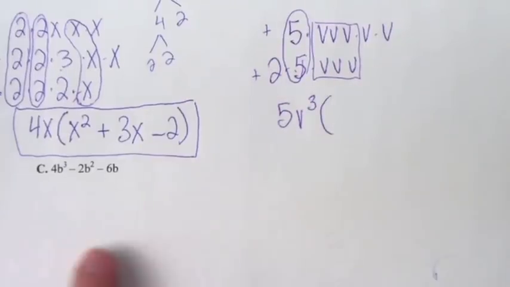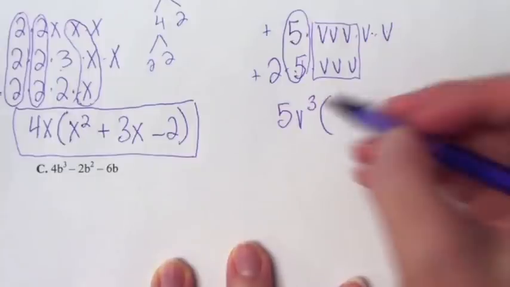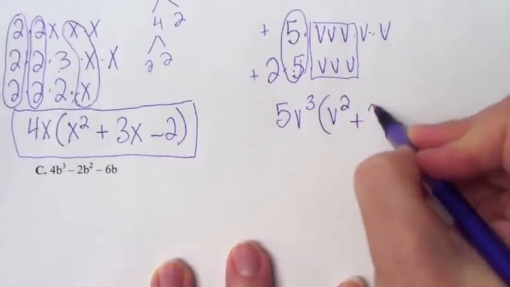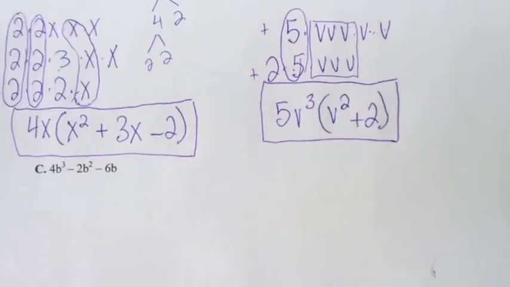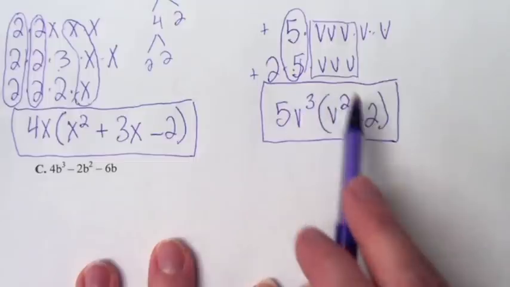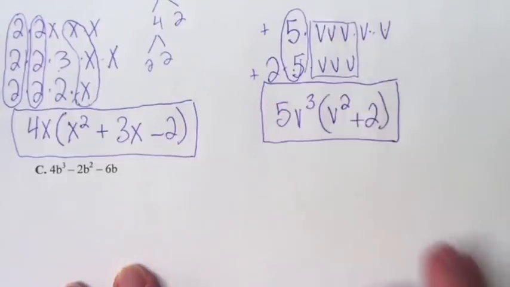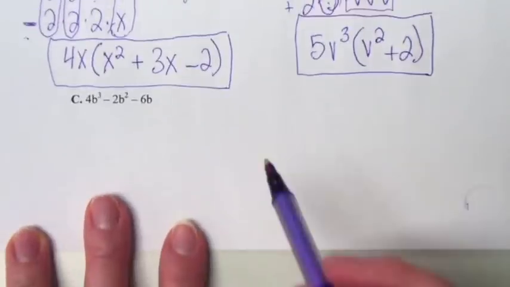Open a set of parentheses like we did on the last problem. On top, we have a b squared left. On bottom, we have a plus 2 left. So what you're writing in these parentheses is what's left in your terms, what's left after you've taken out the greatest common factor. And again, if we were to multiply these out together, then we would end up with this answer back, okay? All right, let's do this last one.